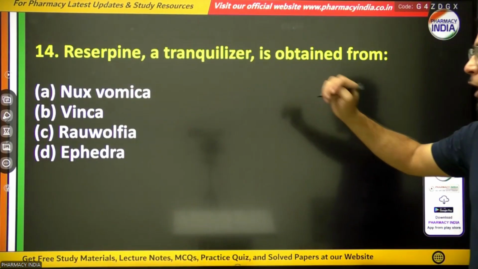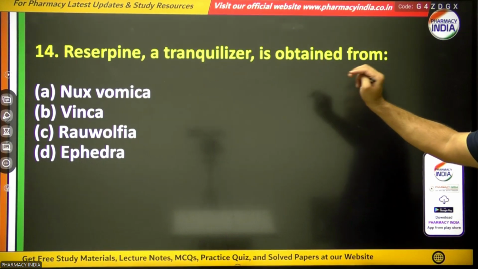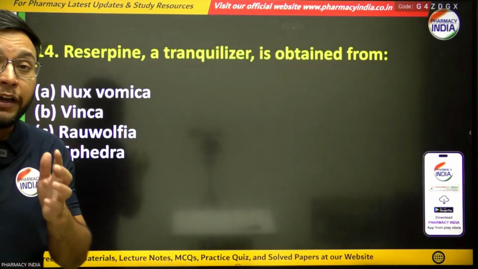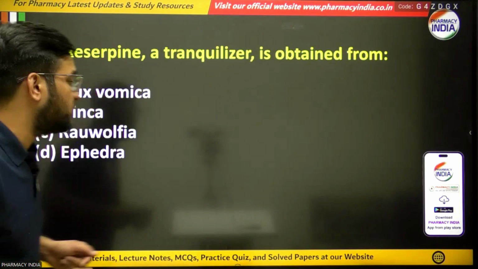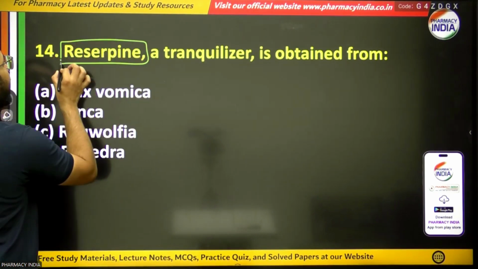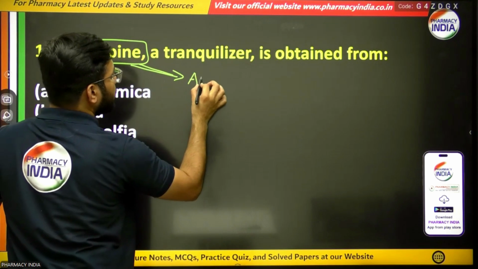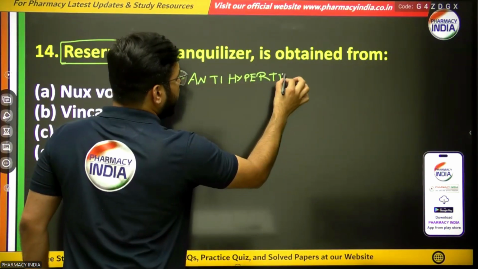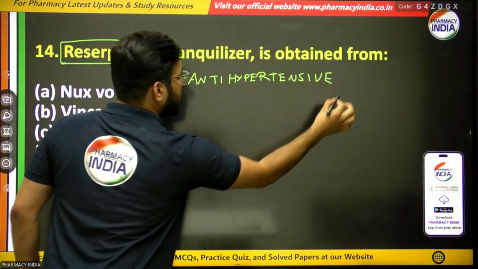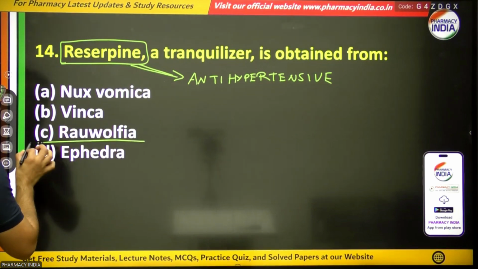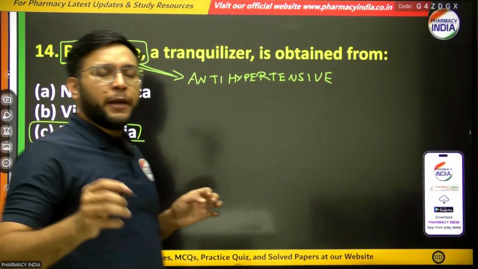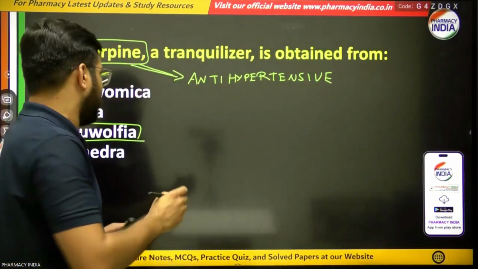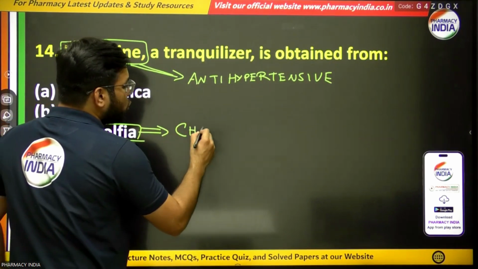Now, coming on to the next point, reserpine, a tranquilizer, is obtained from Rauwolfia. Reserpine is having its activity as an antihypertensive. And it is obtained from Rauwolfia. Reserpine is obtained from Rauwolfia, and Rauwolfia is also known as chota chand. Yes, the synonym is chota chand.